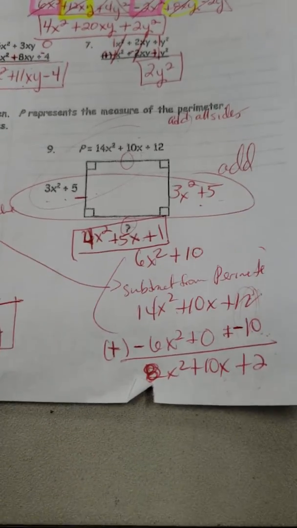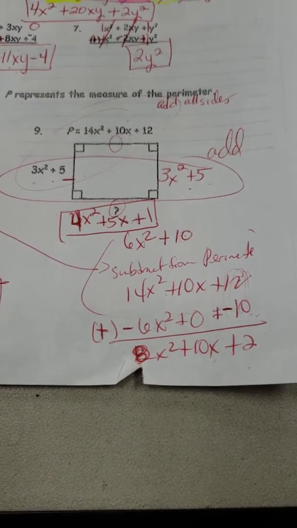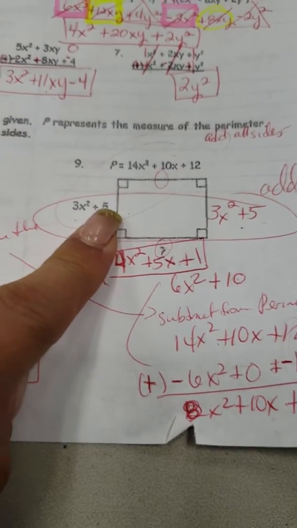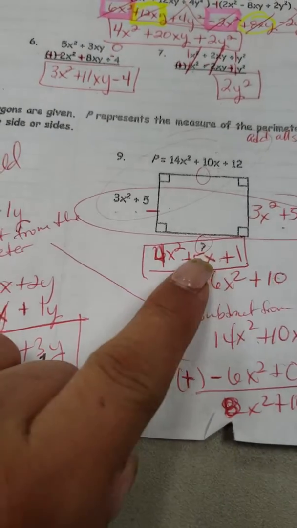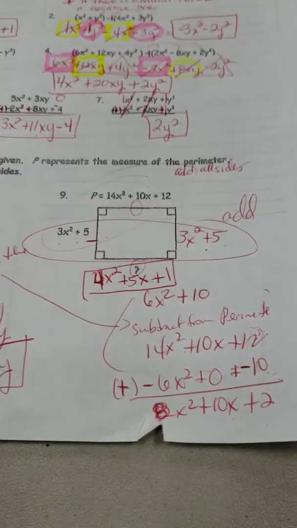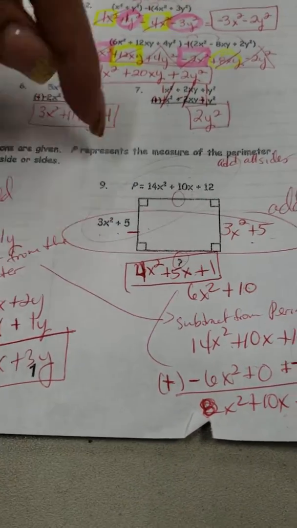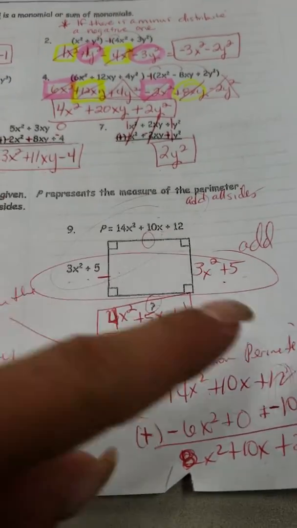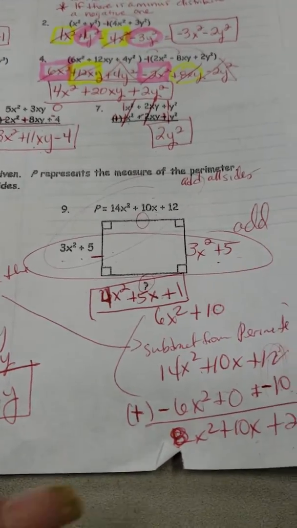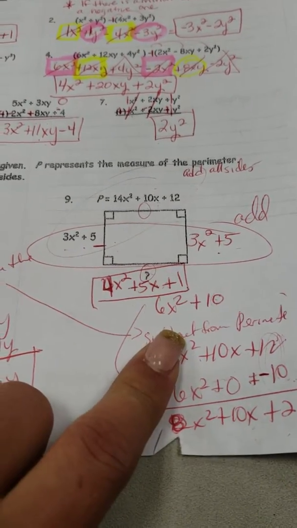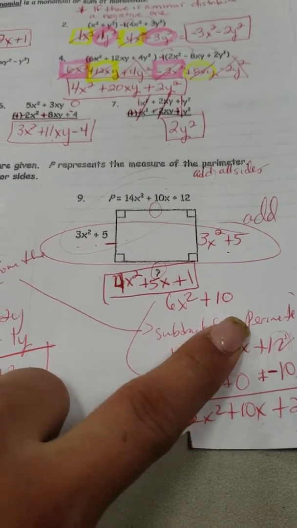All right, number 9. Number 9 is like number 7 on the homework today, where they give us just one side and the perimeter, and they ask us to find this side. Well, we know that opposite sides of a rectangle are the same, so we just copy it a second time over here. Then we add those. That gives us 6x plus 10. 3 plus 3 is 6. 5 plus 5 is 10.